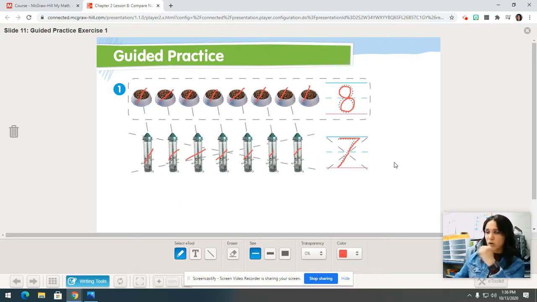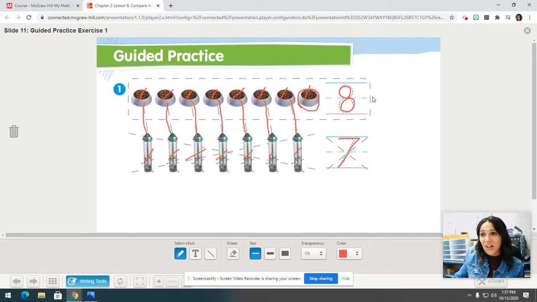Now we're going to figure out which one is greater than and which one is less than. Draw a line from the food bowl to the bird feeder and help me count. 1, 2, 3, 4, 5, 6, 7. Oh, wait a minute. I see one extra dog bowl. What does that tell me if there are more dog bowls? That 8 is the greater amount.